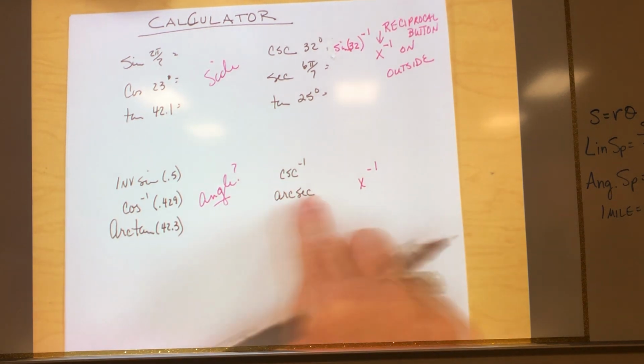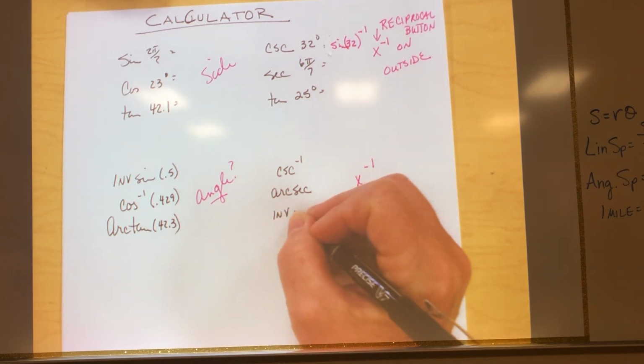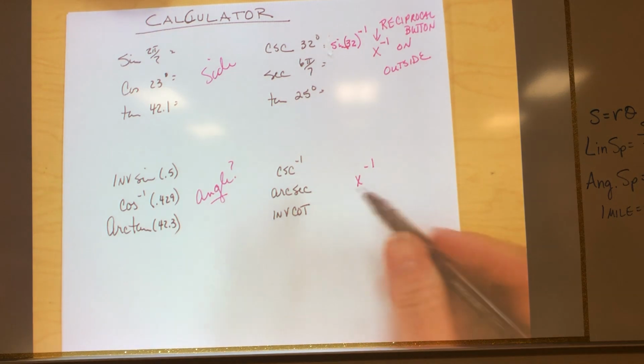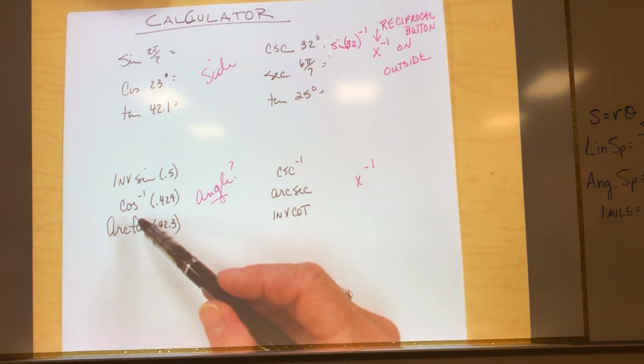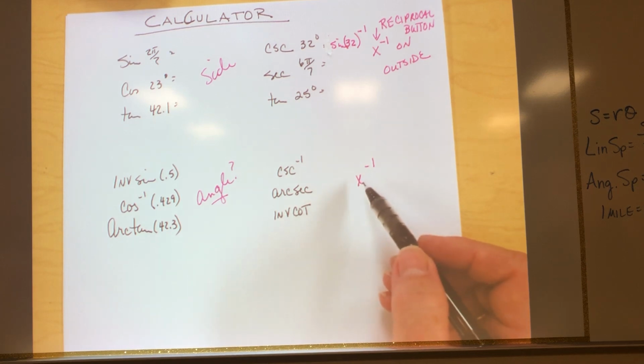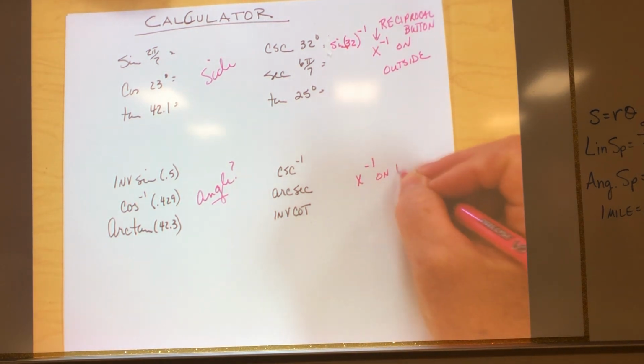All right, these are their reciprocal functions, like inverse cotangent. Obviously, these are not on my calculator. You're going to have to use the reciprocal function, so you have to use the reciprocal button. And where does it go? Yeah, on the inside.